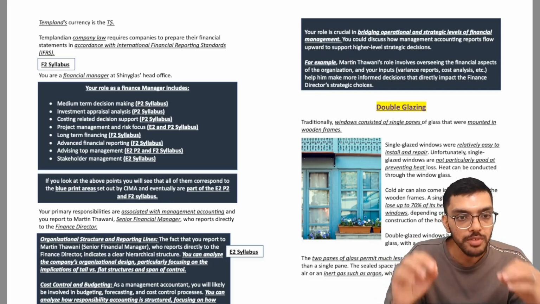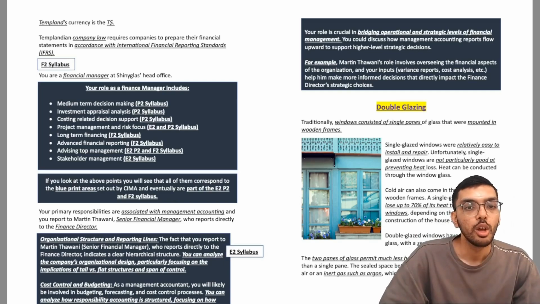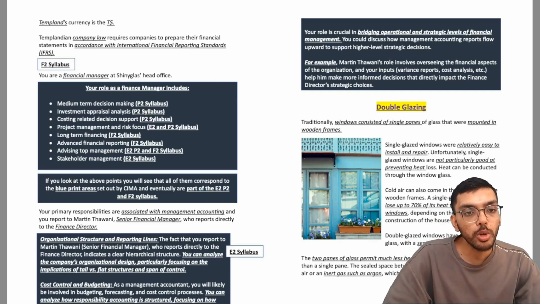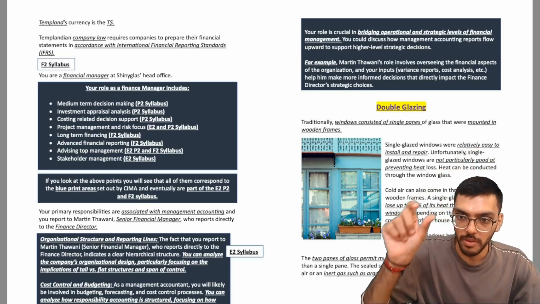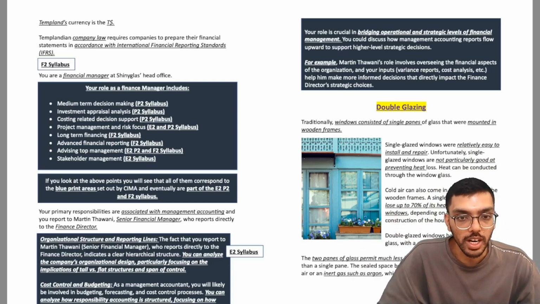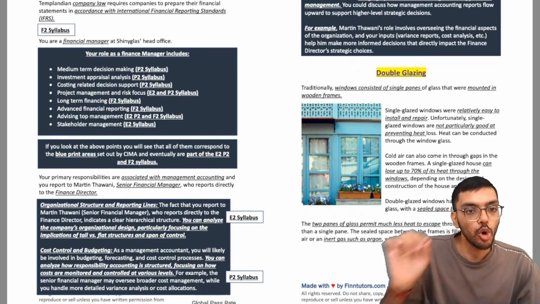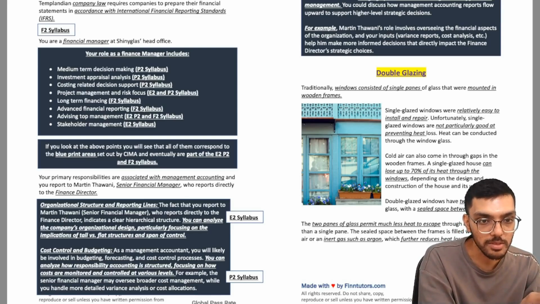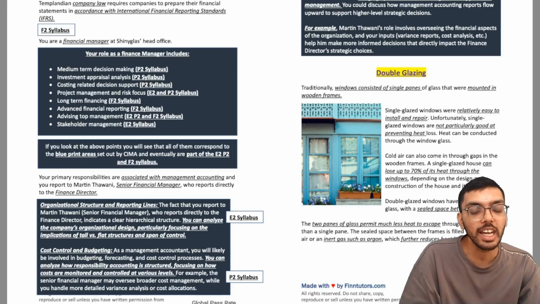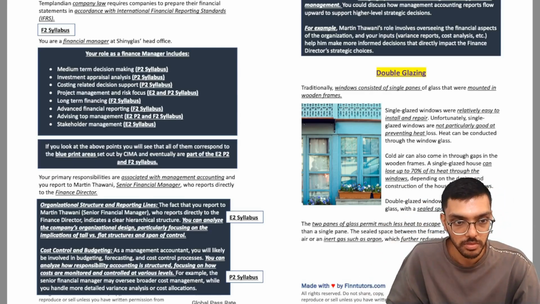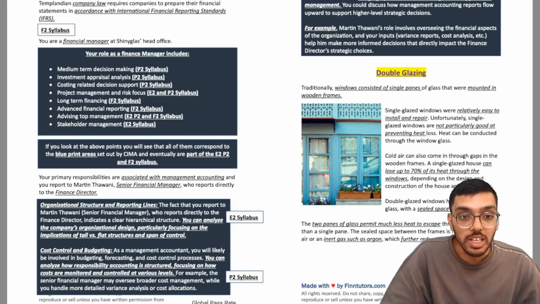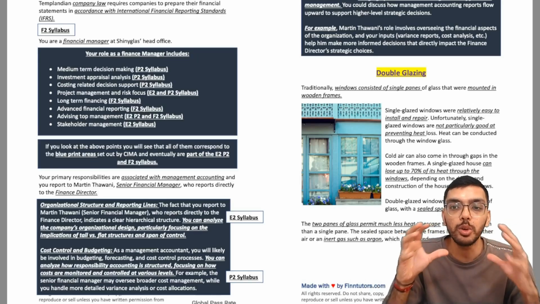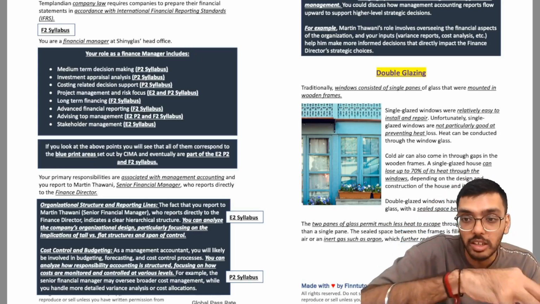Your primary responsibilities are associated with management accounting, and you report to Martin Thwani, Senior Finance Manager, who reports directly to the Finance Director. So they are laying out the very clear structure of your organization over here. So organizational structure and reporting lines are clear. The fact that you report to a senior finance manager and he reports to a director indicates a hierarchical structure. You can analyze the company's organizational design. As we move deeper, we will try to understand the organizational structure that the company has.